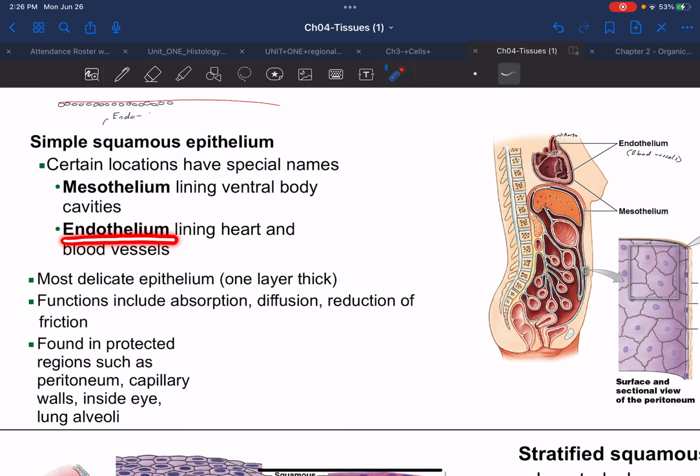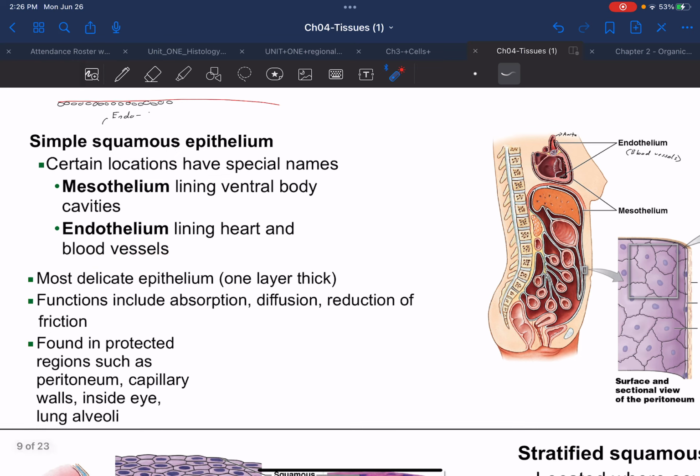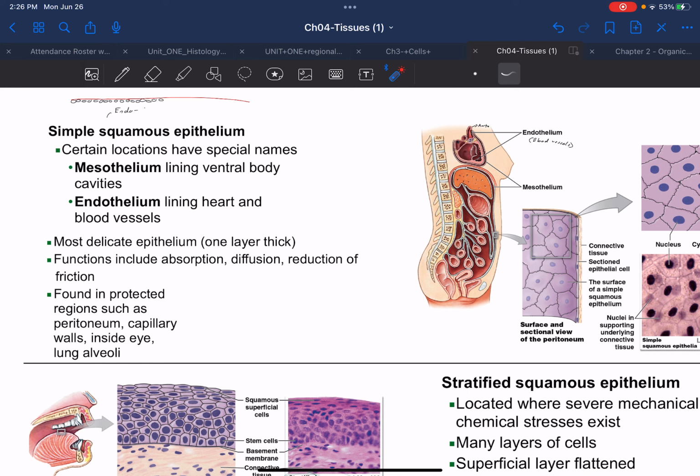And endothelia. This means inside the blood vessels for now. We're just going to keep it simple. The blood vessels. Remember that blood vessels also need to be able to exchange gases really easy. So the inside of blood vessels has simple squamous as well.